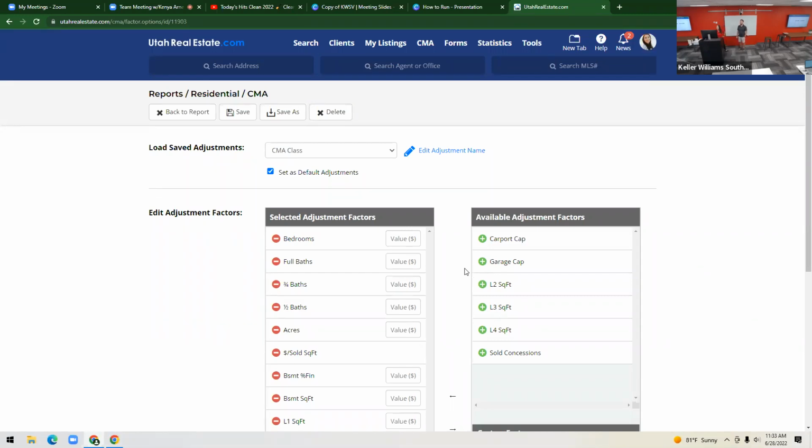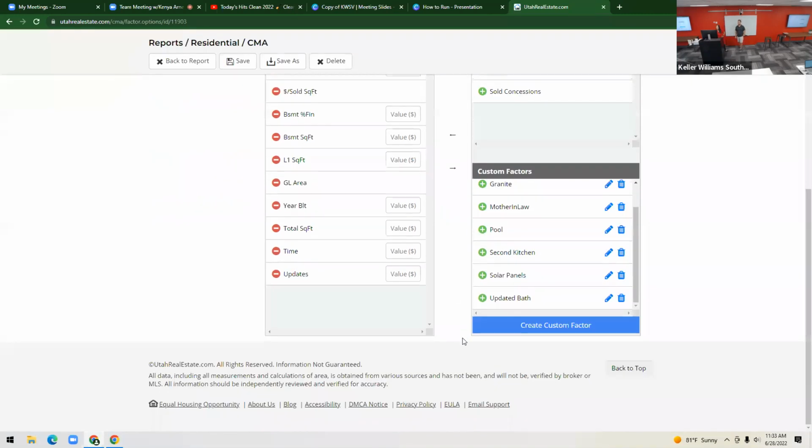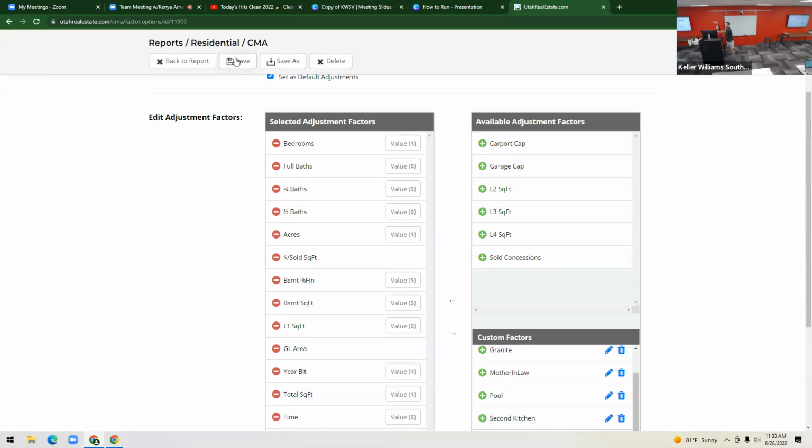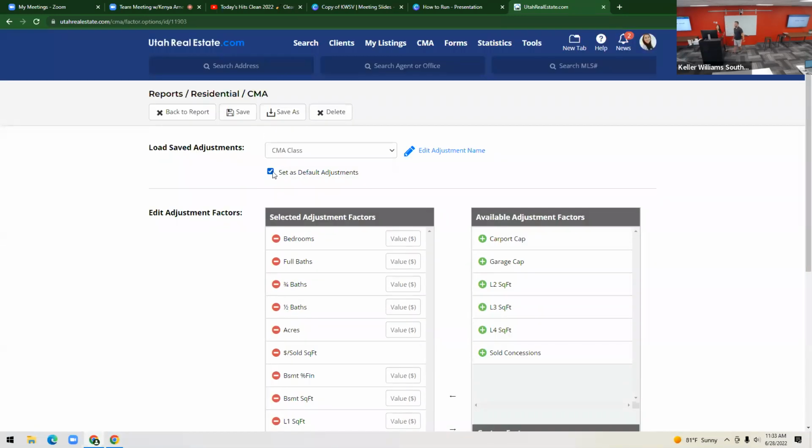Okay, I'll pull that up again. So let's see, I did save. Oh, yep, right here, set as default adjustments. When I saved it, it also gave me a box. Do you see this? Yep. When you go to save it, you could have clicked it there. So now every time I pull in a CMA, it's automatically going to use this. And if I want to change it, I can. So that I don't have values put in. So that's what we're going to do now.